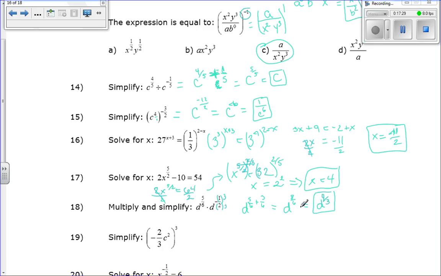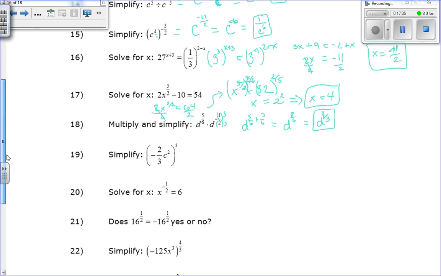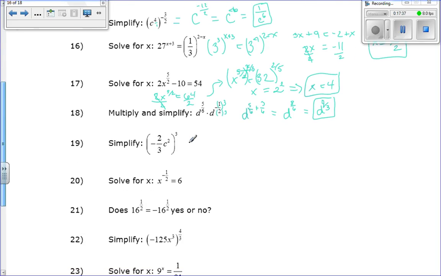Alright, and my answer is being fast. I did that problem wrong. I wasn't paying attention. So this answer is the correct answer. Make sure you double check what you have written down.